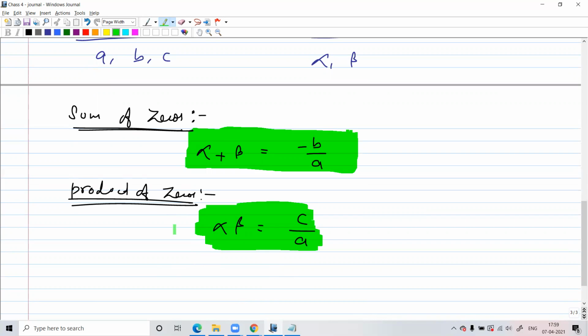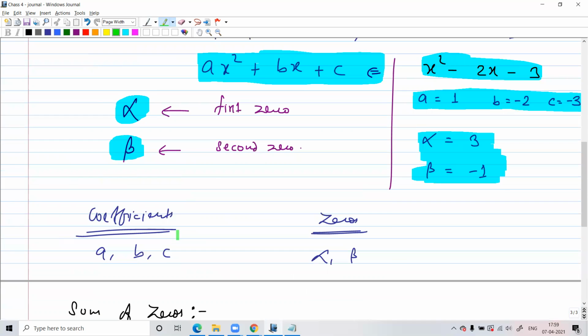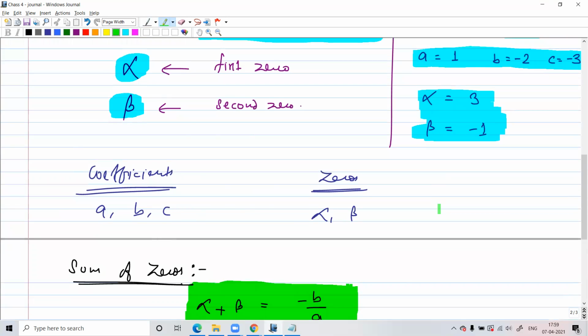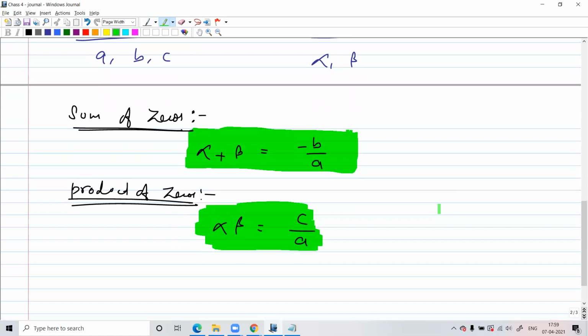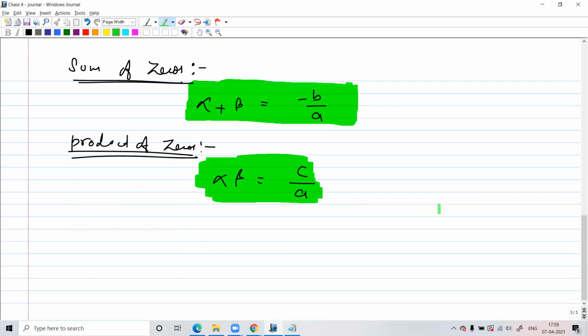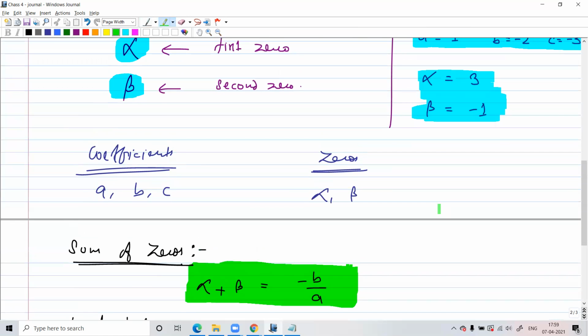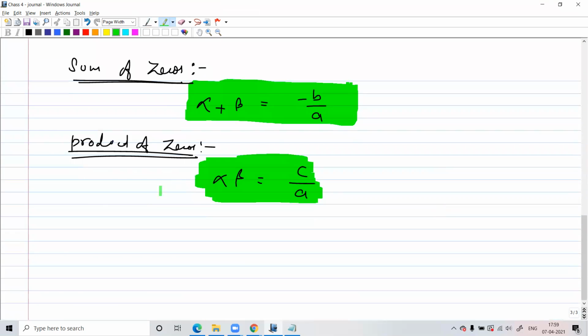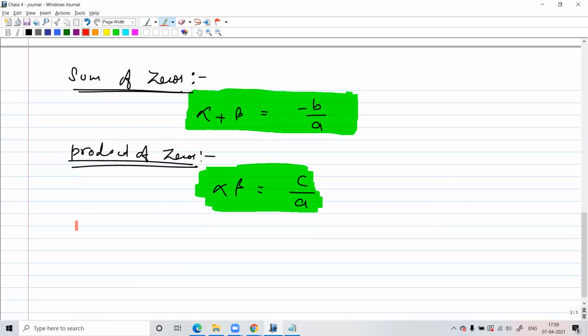Yeah. Okay, now what I'm going to do, whatever example we had taken, we had a, b, c values here, alpha and beta also. So let's check whether it really works or not. This formula sir gave, but does it really work? So let's take that same example. What is alpha and beta here? 3 and minus 1. So let's do the verification.